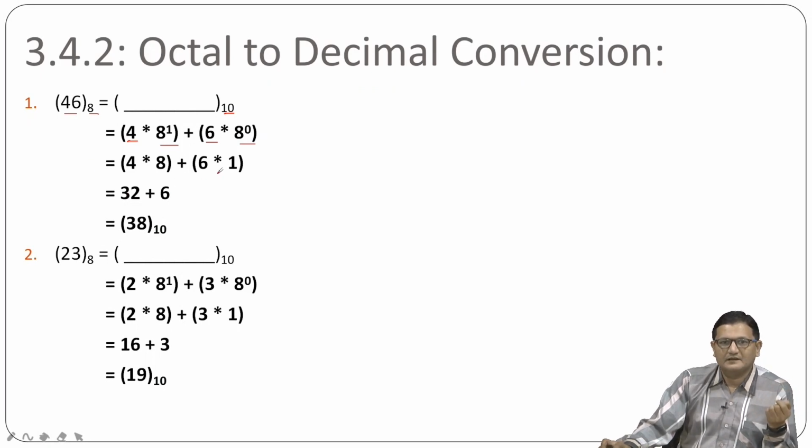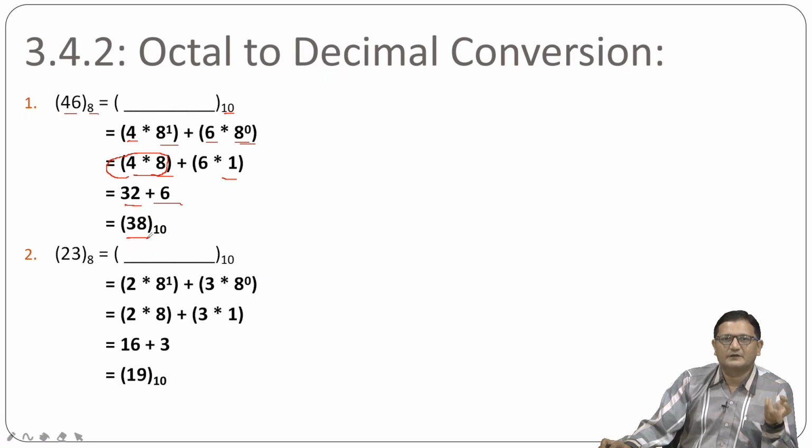Now, any number having a 0 exponent, 0 power, we represent that as 1, okay. Similarly, 8 raised to 1 is 8, okay, fine. Now you can see 4 into 8 will make 32, so I have written 32 here. 6 into 1 will make 6, so 6 is written here. 32 plus 6 will be 38, okay. So 38 is the decimal number of the octal number 46.